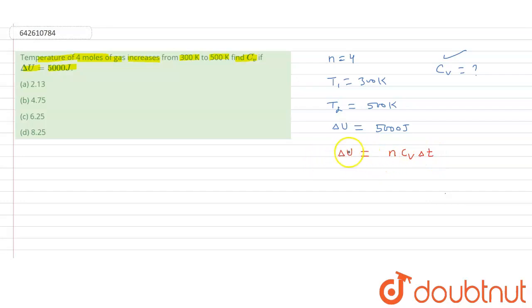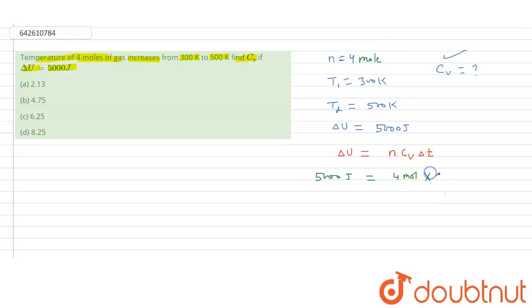So you just have to put all the values in this formula and you will get the value of CV. The value of delta U is equal to 5000 joule. While solving numericals in physical chemistry, always put the units, as it will make it easier to find the answer. So here it is 5000 joule, and the value of n is 4 mole.